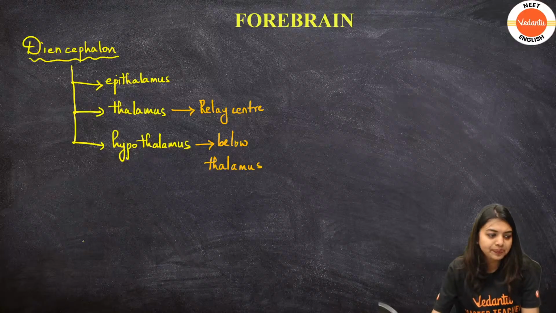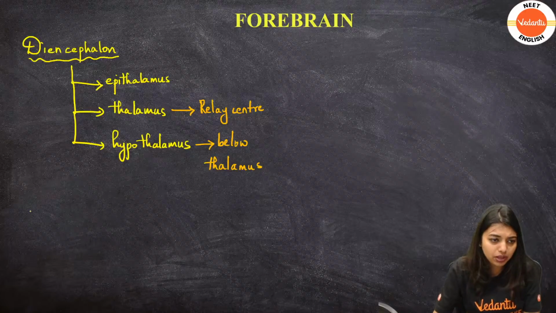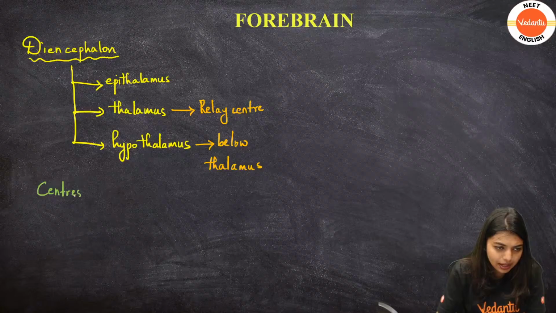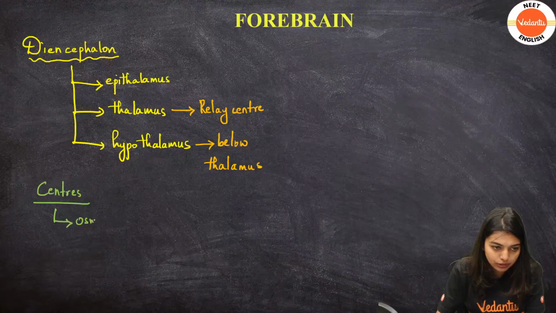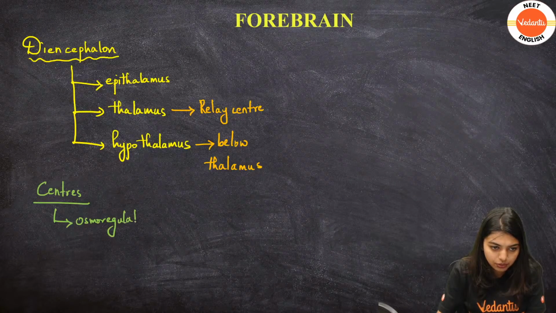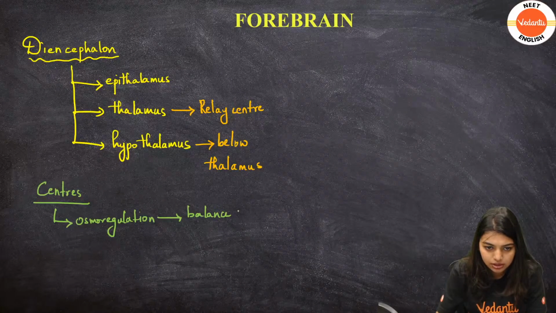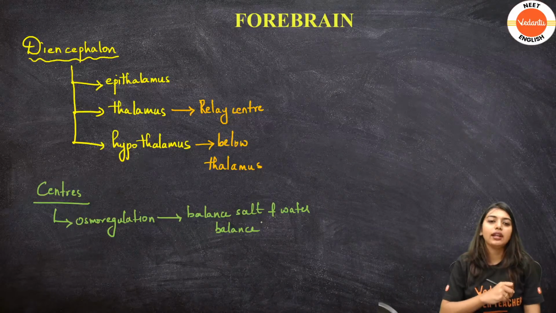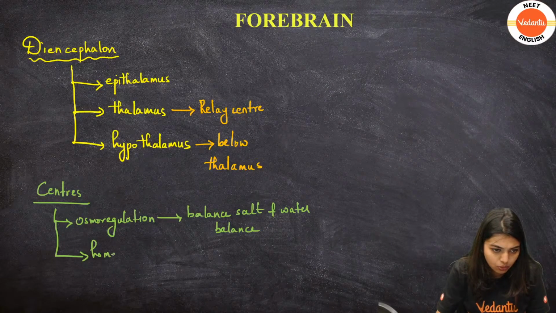Now, students, understand these centers, right? How do they work? See, they are centers. That means these people have some job there. Okay, this thalamus and hypothalamus, they are centers which help for osmoregulation. And what is osmoregulation? They basically help for salt and water balance. Okay, other than that, they also help in homeostasis.